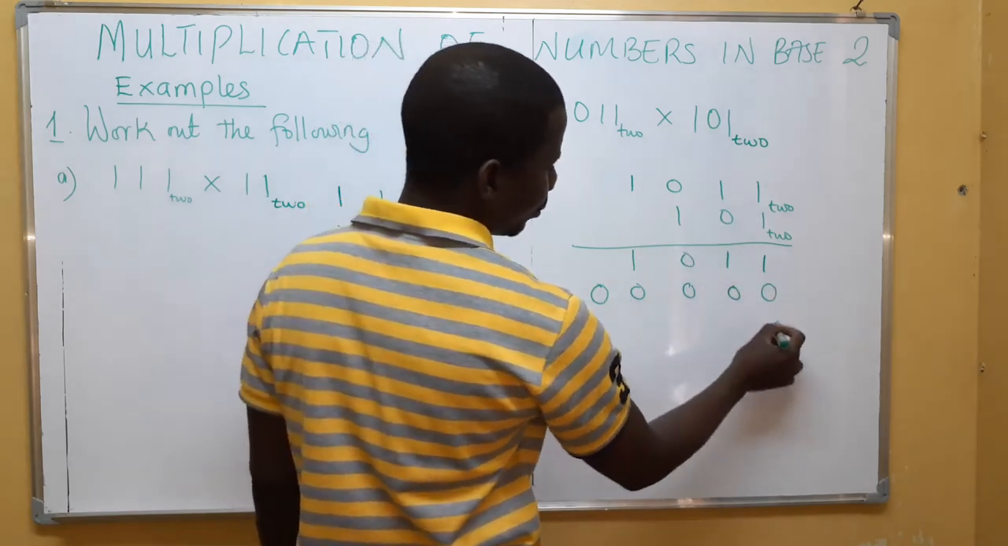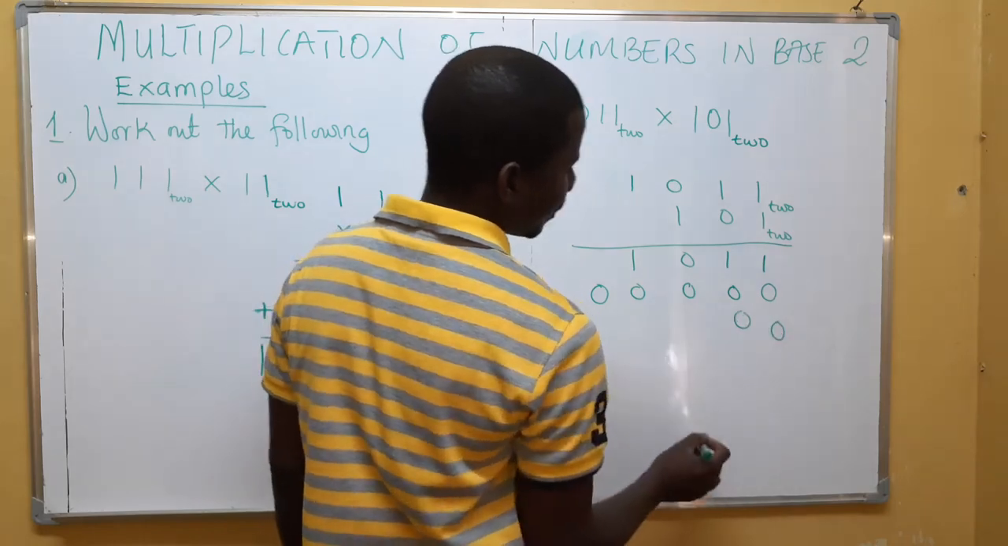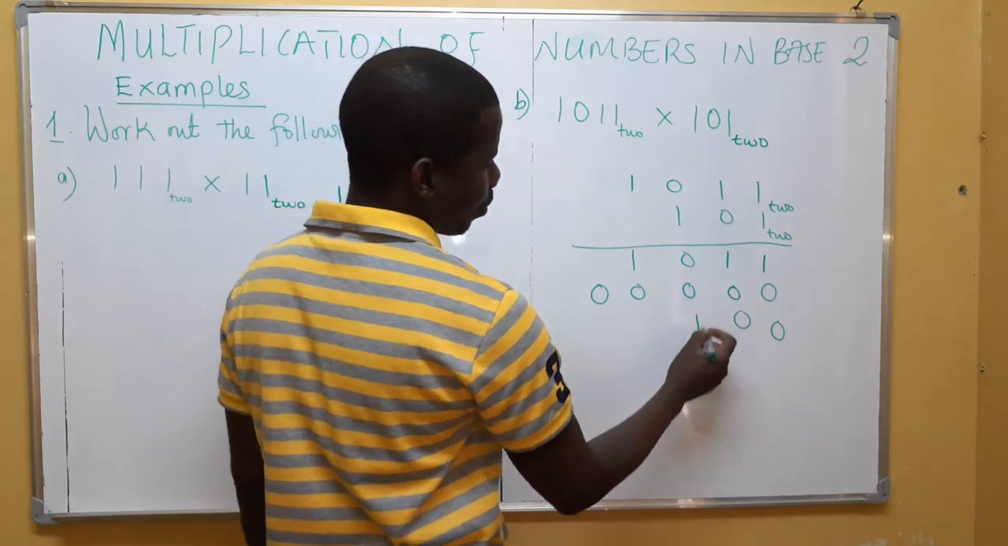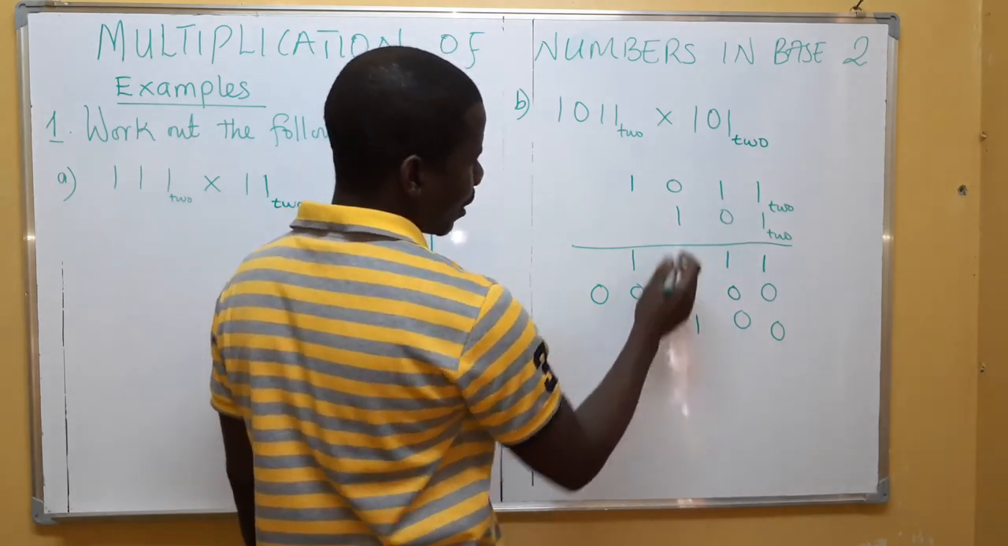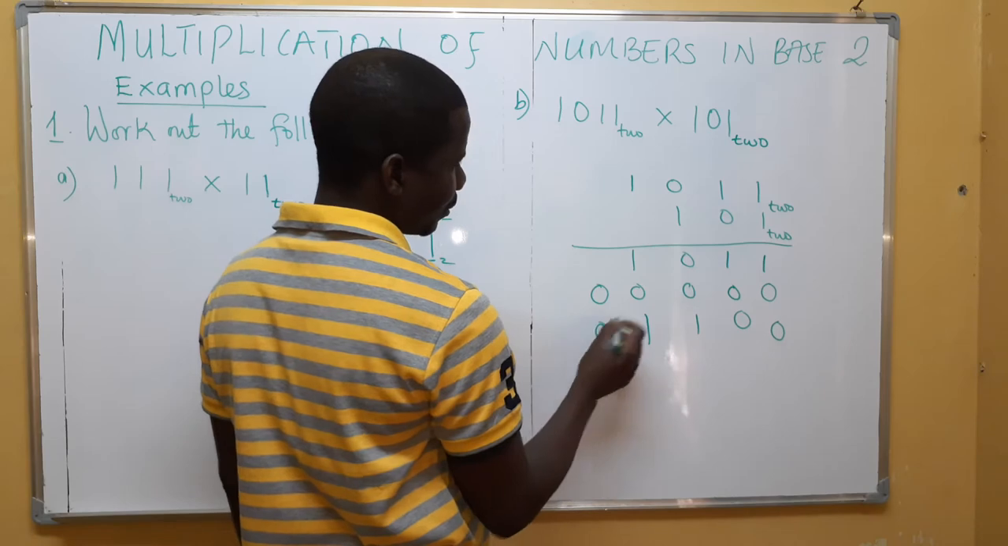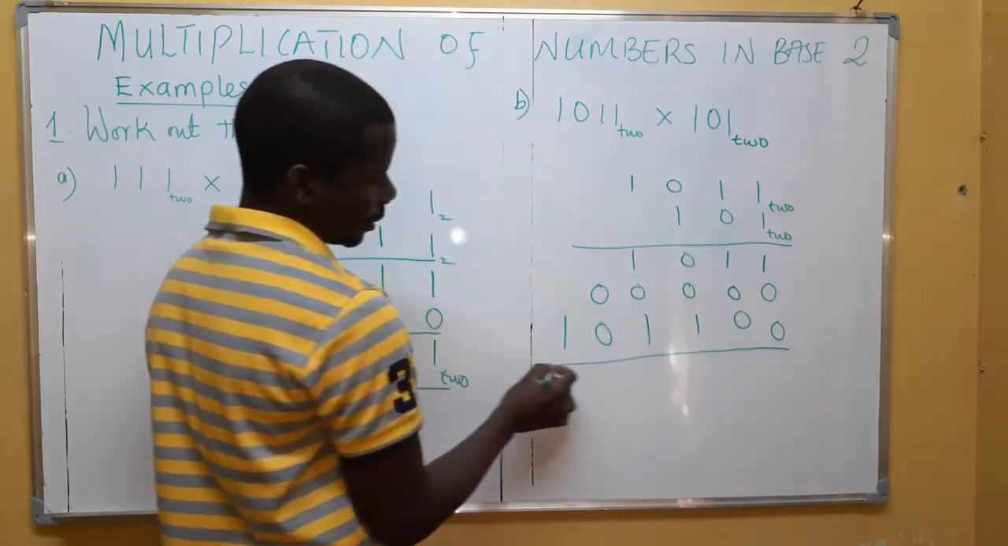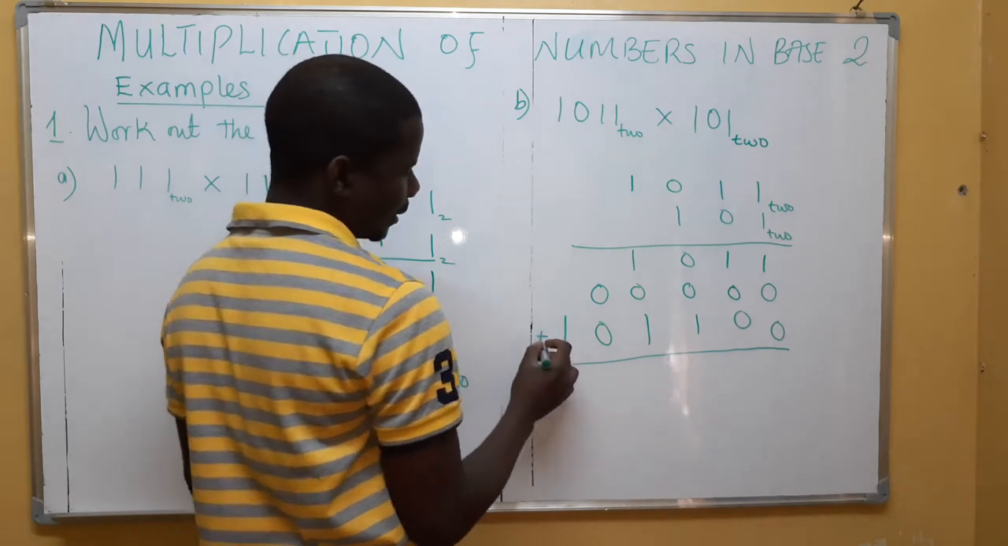Then we put two place values here. Then we come to this one. 1 multiplied by 1, we get 1. 1 multiplied by 1, we get 1. 1 multiplied by 0, we get 0. 1 multiplied by 1, we get 1. Do this. Then we add these.